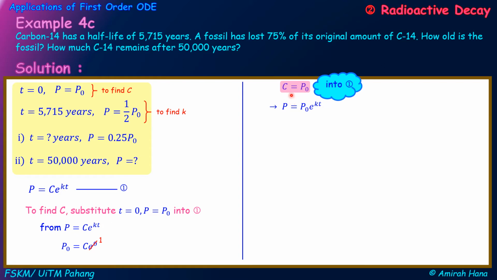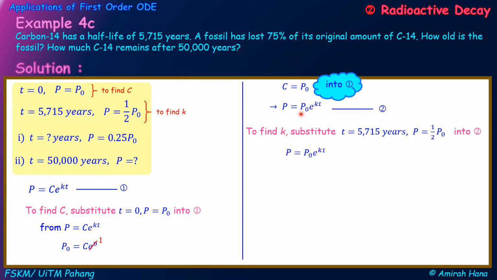We substitute C equals P naught into C in equation 1 here. So we get this. Right? After that, we name it equation 2. Then we substitute this information to find k. To find k, substitute t equals 5,715 years and P equals half P naught into the latest equation, equation 2.